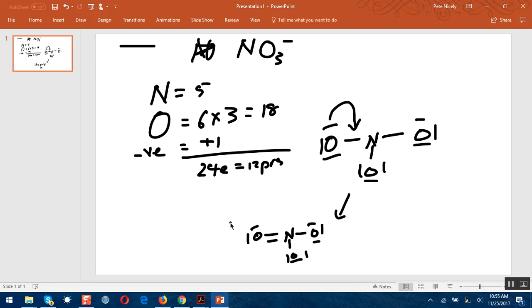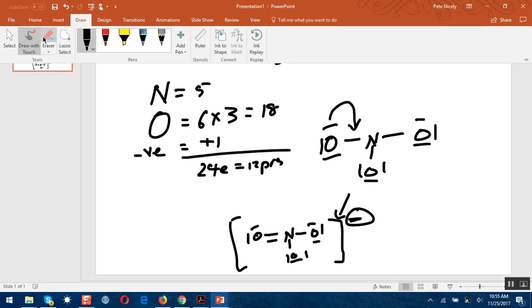In addition, we have to put everything in square parentheses and put a minus sign here to indicate that the entire structure carries a negative charge. So that's basically how we do polyatomic ions. For every negative charge, we add an electron. You can also have a polyatomic ion with positive charges. In those instances, for every positive charge, we subtract an electron. In fact, let me do an example of that.